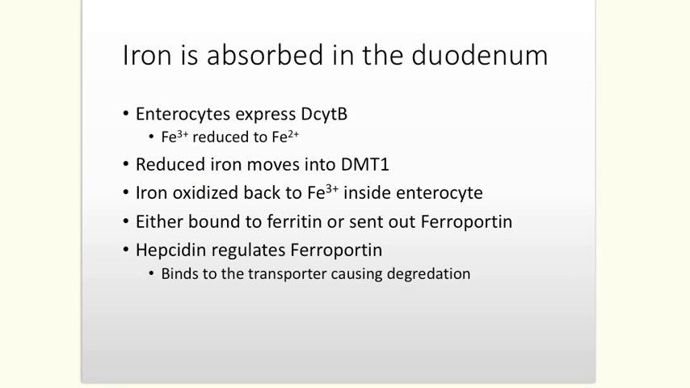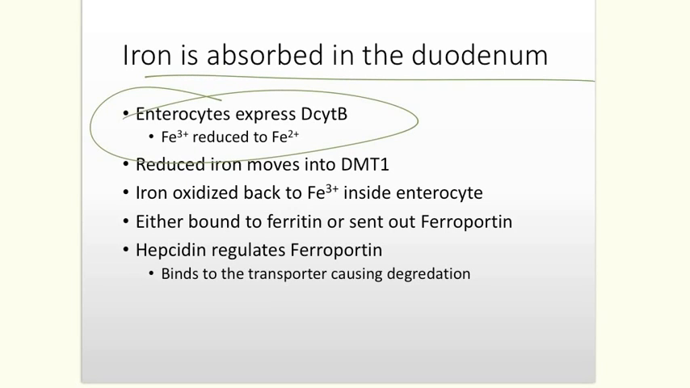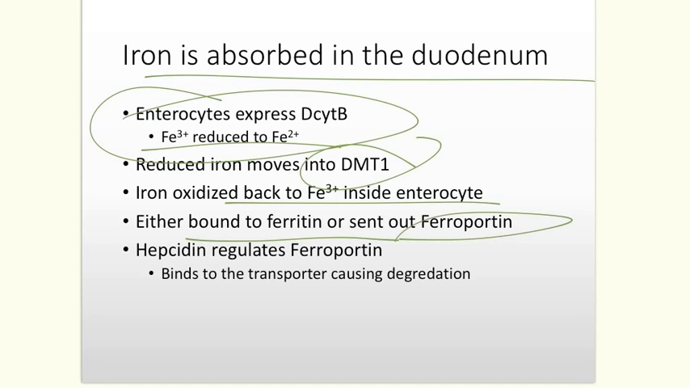So by way of quick review, iron absorbed in the duodenum enters the enterocyte after being reduced by duodenal specific cytochrome B, Fe3+ to Fe2+. It goes into the DMT1 transporter. It's oxidized back into Fe3+ maybe, but surely whenever it gets bound up into ferritin. And then it's either bound to ferritin or sent out with ferroportin. Hepcidin is the body's major regulator of ferroportin.